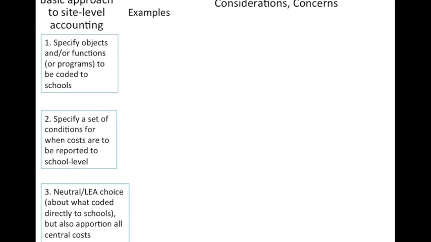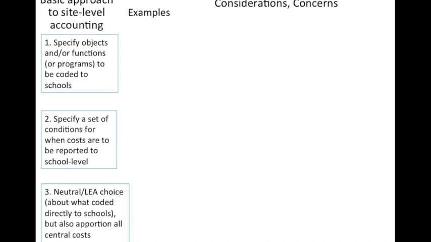So there are three buckets of ways to do this. The first one is that the state, the SEA, could specify certain objects or functions or even programs that need to be coded to schools. We're going to be very clear in saying these are the kinds of objects or services or functions that must be coded down to the school level. And I would say that right now Rhode Island's the closest example to that. A second approach, and that's the second box here, would be that the state could specify a set of conditions for when costs are reported to the school level. We'll talk about that in a minute, but conditions are like, well, it depends on maybe who's controlling the money or something like that.